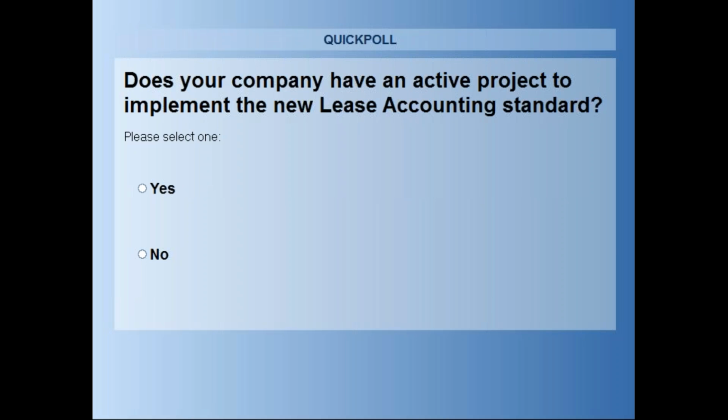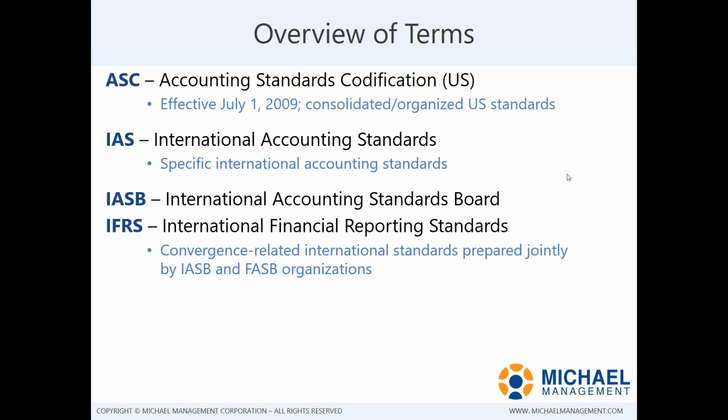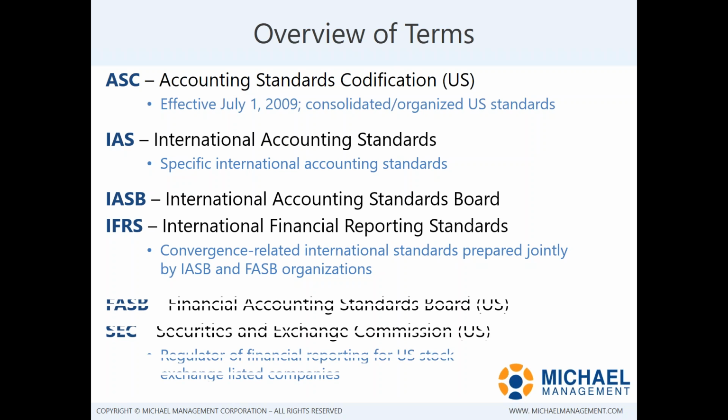A couple of terms. As you see these acronyms throughout the presentation, just wanted to remind you, ASC is the Accounting Standards Board. Let's see here. Can you still see my screen, Diana? Okay, I'm assuming you can still see my screen. The International Accounting Standards, IASB is the International Board, and IFRS is the acronym that's used for the new accounting standards that have been issued by the international boards over the last number of years.